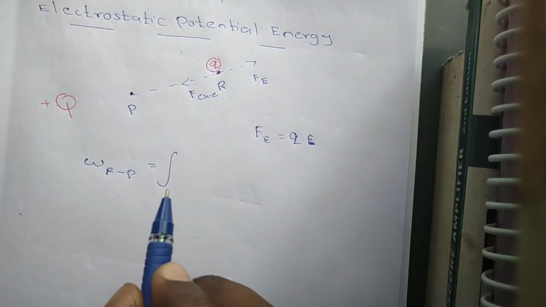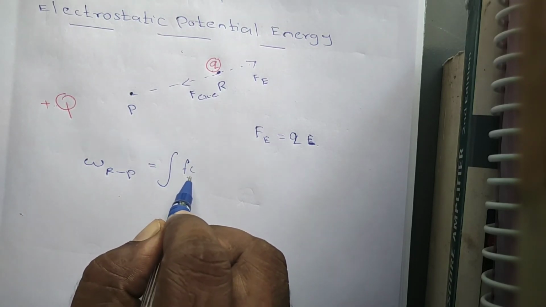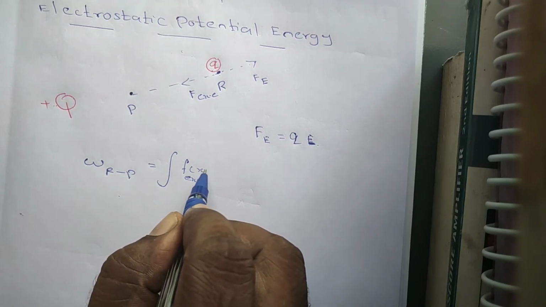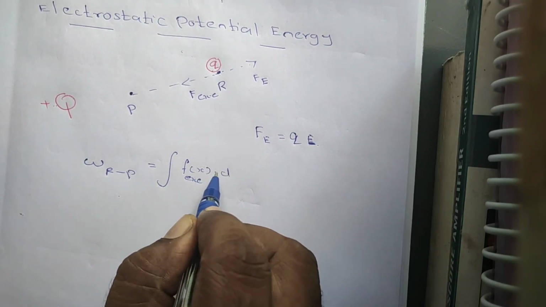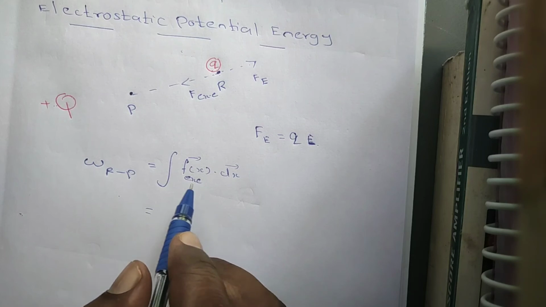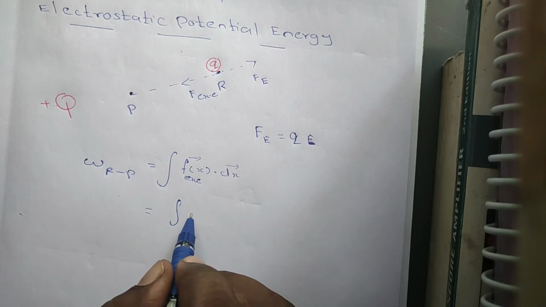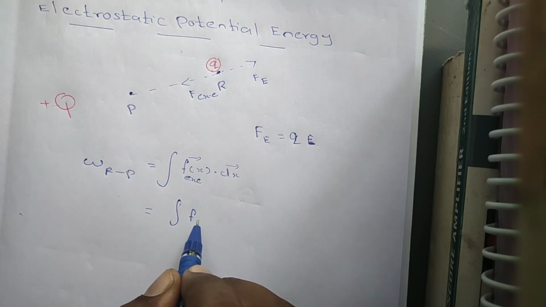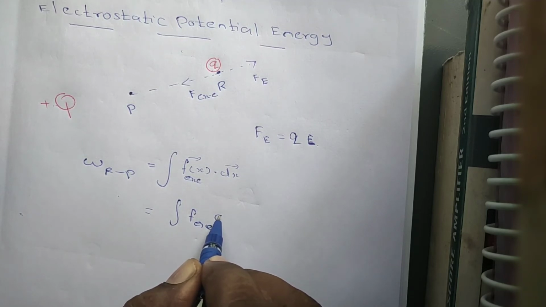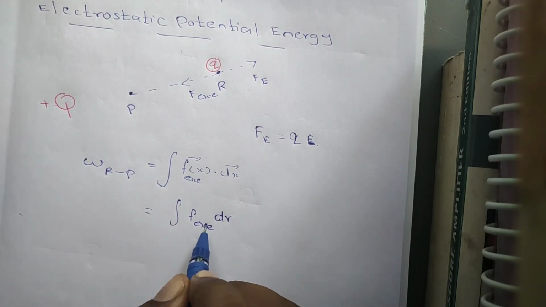So this is a case of work done by a variable force. The work done by a variable force is the integration of F external dot dx. Okay, dx is the small displacement. Here the displacement and external force are in the same direction. Instead of dx, I am using the symbol dr, but you can use dx also, there is no problem for that. So I will use F external into dr, where dr is the small displacement.